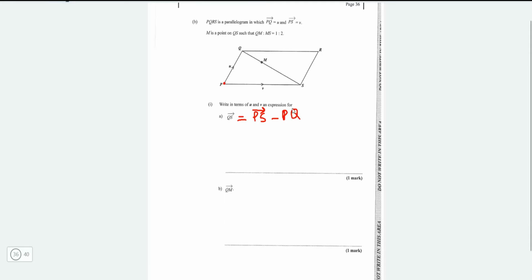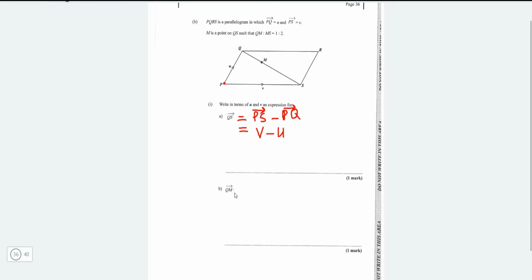PS minus PQ, where P is my reference. All right, so vector PS is V, minus vector PQ is U, so that's V minus U. I'm using P as my reference. Think of P as the origin. It's always vector of the last minus vector of the first. Good.